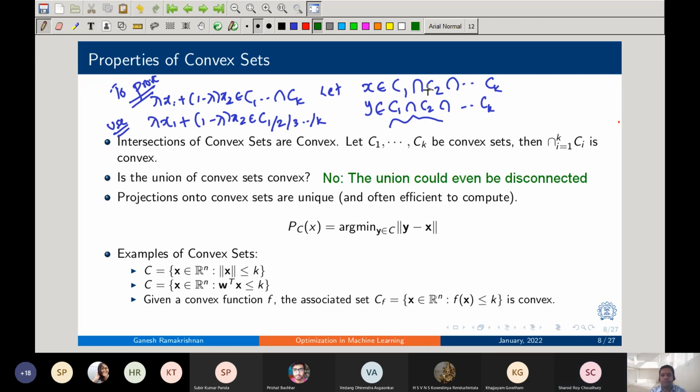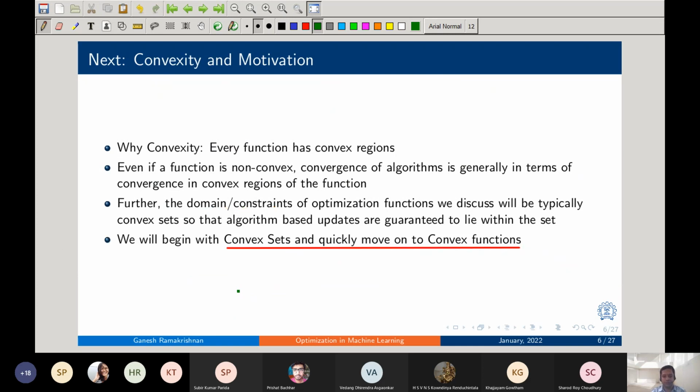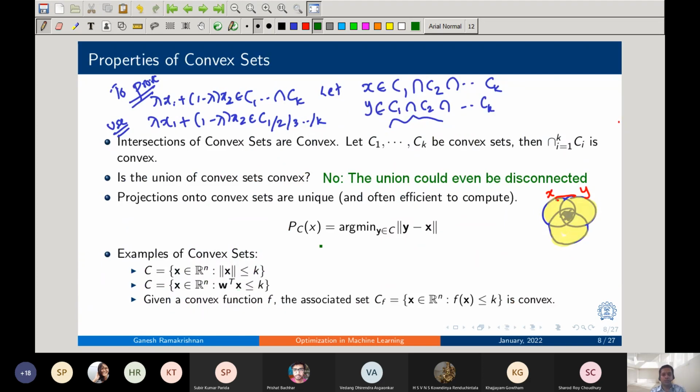Yeah, I mean, it's easy, you can just prove by contradiction, right? How do you prove by contradiction? Here's a simple example. You just take a set and then prove that this is not convex. Projections are convex. That's very important. And as I said, that's one of the motivations for constrained optimization, right? We said algorithmic updates are guaranteed to lie within the set. So sometimes you are required to project with respect to constraints. And projections onto convex sets are unique.